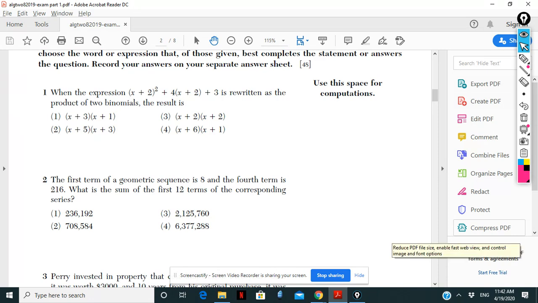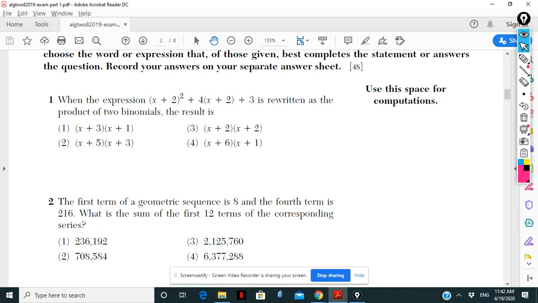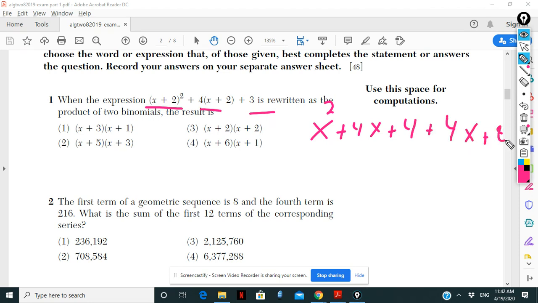In the first question, we're asking: when the expression (x plus 2) squared plus 4(x plus 2) plus 3 is rewritten as a product of two binomials, the result is? So actually, first I'm going to FOIL all of them. I'm going to get x squared plus 4x plus 4, and I distribute the 4: 4x plus 8, and I have plus 3.